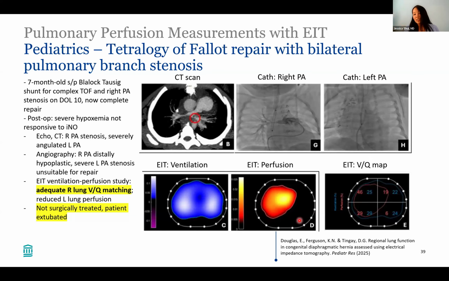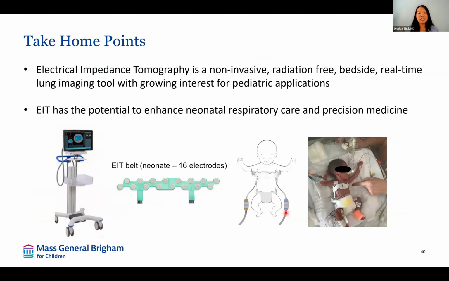So that's very exciting, like we mentioned, how EIT is able to comment on function as well as provide imaging. And so, take-home points: EIT is a non-invasive, radiation-free, bedside, real-time lung imaging tool with a growing interest in pediatric applications, and has the potential to enhance neonatal respiratory care and precision medicine.